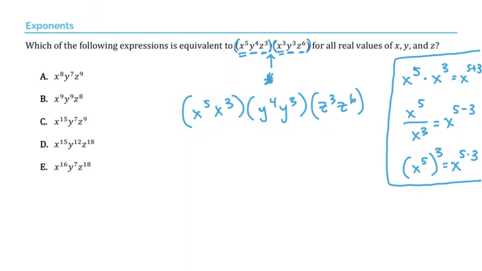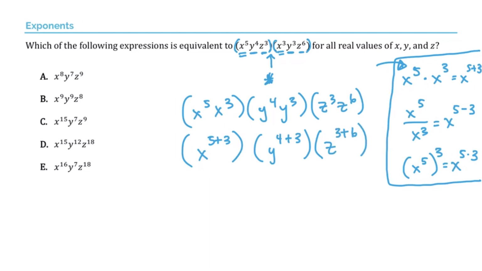This question is only asking us about this top part, which is when we are multiplying, what do we do with our exponents? But I did want to still review what to do in the other two circumstances just to make sure your notes are thorough. Okay, so x to the 5th times x cubed, as we just reviewed, we're going to add our exponents, x to the power of 5 plus 3. Y to the 4th times y cubed becomes y to the power of 4 plus 3. Z cubed times z to the 6th becomes z to the power of 3 plus 6.